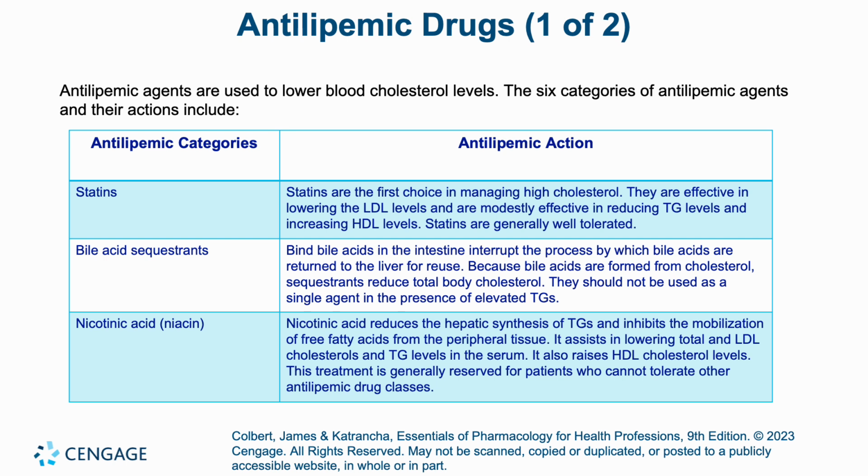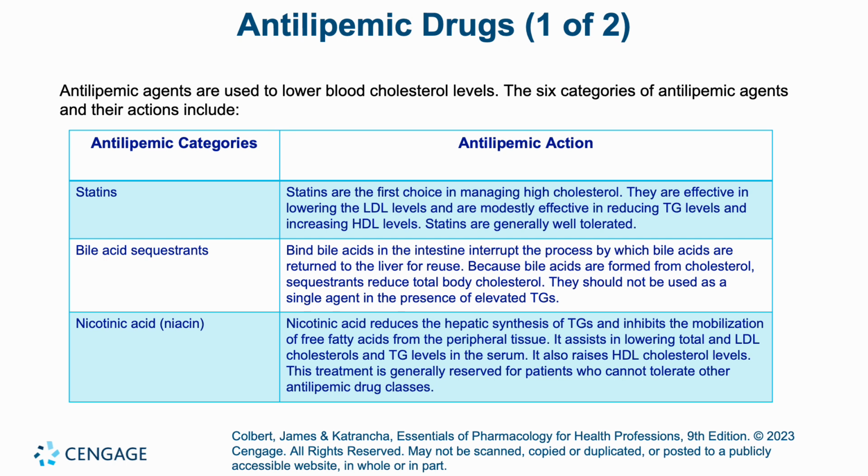Next, we have bile acid sequestrants. These bind bile acids in the intestine and interrupt the process by which the bile acids are returned to the liver for reuse. Because bile acids are formed from cholesterol, the sequestrants reduce total body cholesterol since they can't be returned for reuse. They should not be used as a single agent in the presence of elevated triglycerides, so they're not going to be effective enough if elevated triglycerides are the concern.